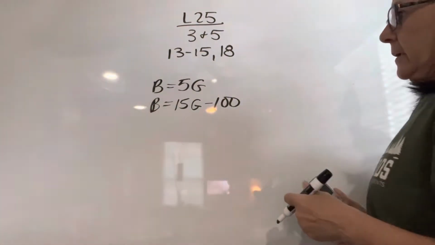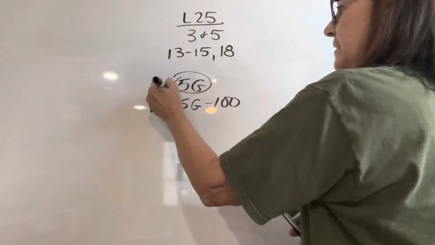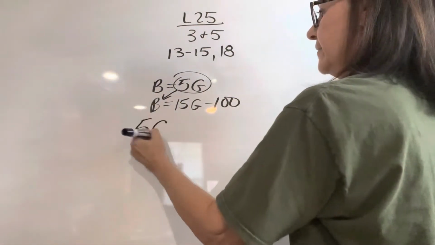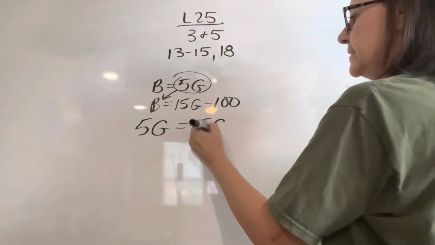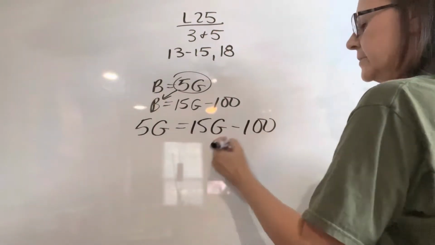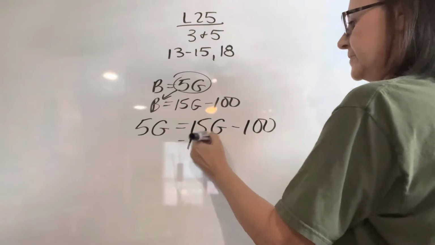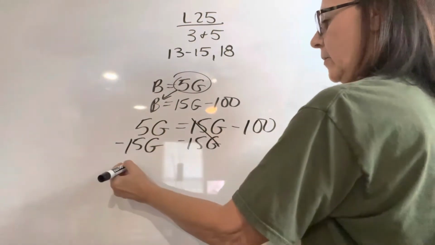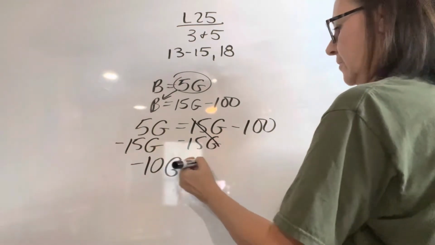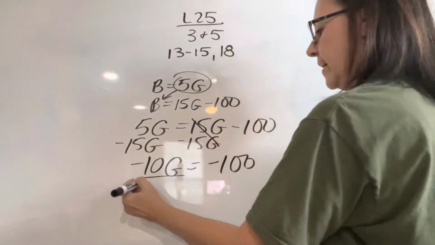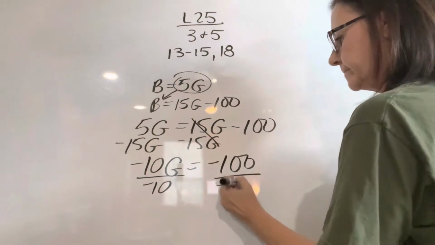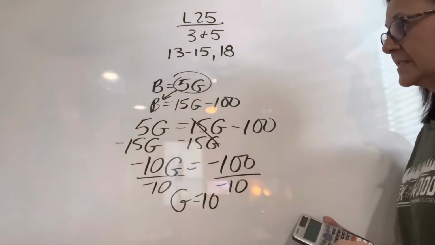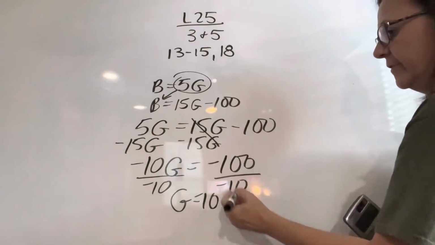All right. So for boys, I'm going to substitute 5 girls. So we end up with 5 times the number of girls is 15 times the number of girls minus 100. I'll subtract 15 times the number of girls on both sides. We have negative 10 girls is negative 100. When I divide both sides by negative 10, the number of girls is 10. If the number of girls is 10, then we have 50 boys.